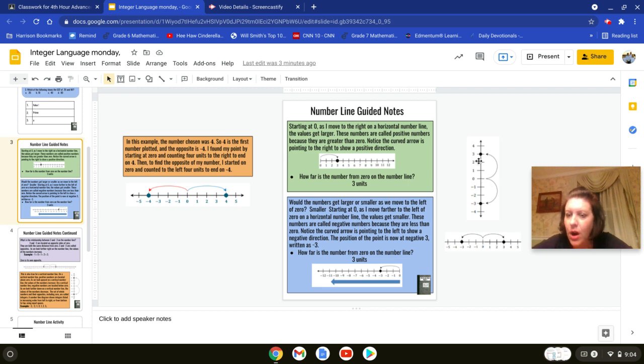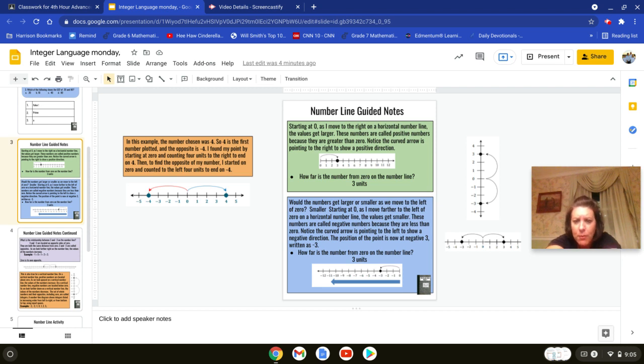Notice over here on a vertical number line, starting at 0, going up is a positive number from 0. If you're starting with 0 and you move up, the numbers are positive. If you start with 0 and move down, these numbers get smaller and they get negative. When numbers get larger or smaller as we move to the left of 0, so looking down here, they get smaller. Starting at 0, as I move further to the left from 0 on a horizontal number line, the values get smaller. These numbers are called negative numbers because they are less than 0.